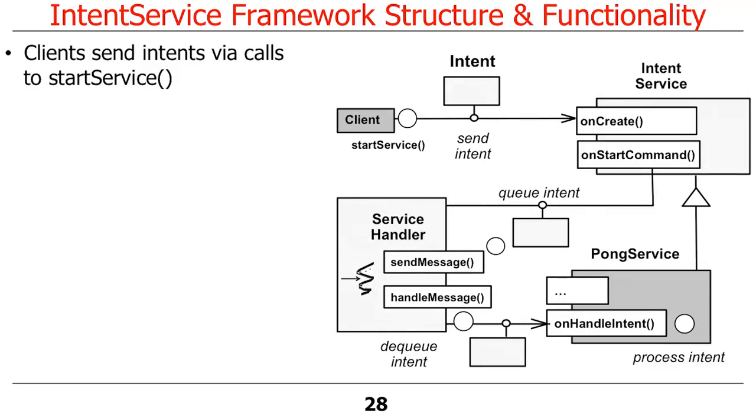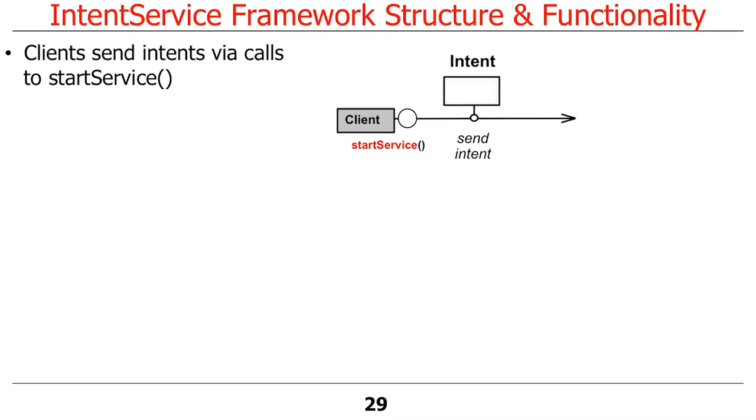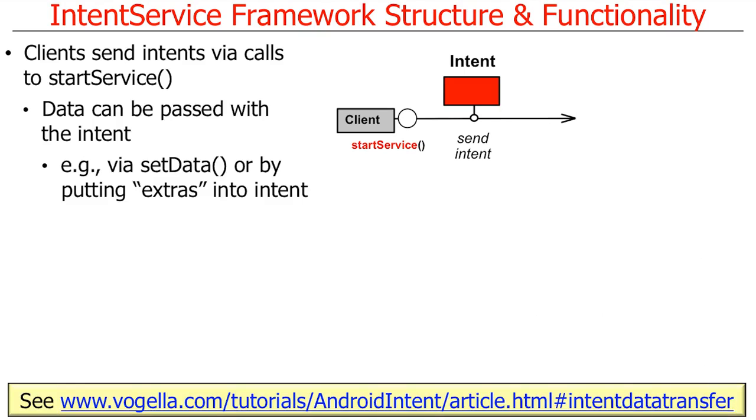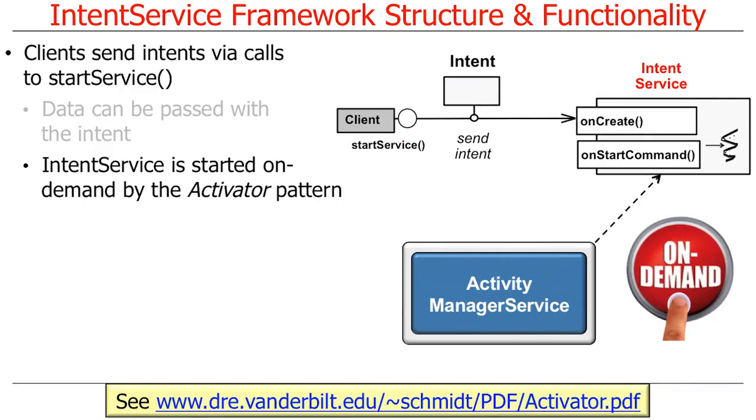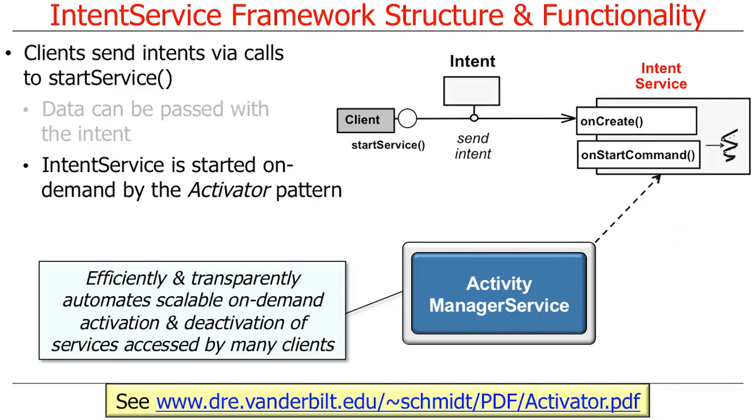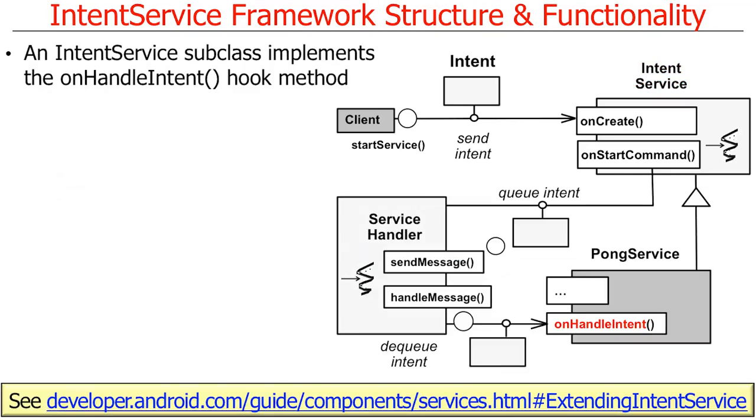Clients send intents via calls to start service, just like they would do for any other type of started service. Here's an example where a client calls start service, passes in an intent, and of course this intent can be imbued with data, either by calling the setData method to set the data in the intent, or by adding extras into the intent. The intent service itself, as always, is started via the activator pattern on demand by the Activity Manager service. This pattern efficiently and transparently automates scalable on-demand activation and deactivation of services accessed by clients.